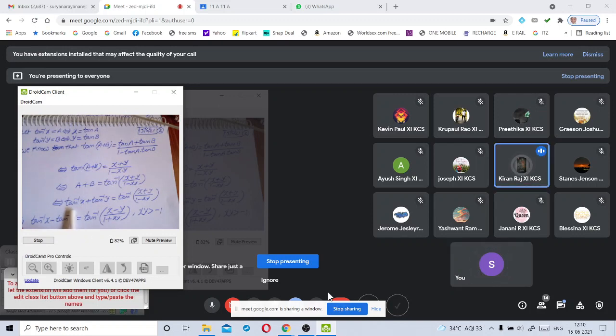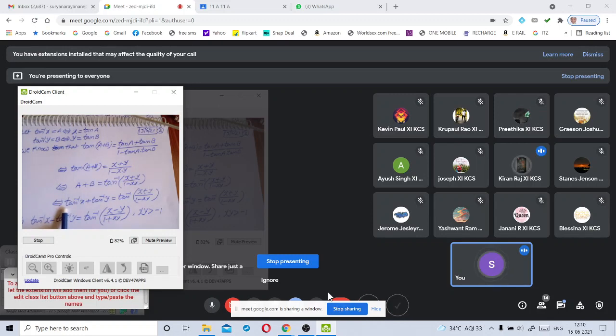Tan inverse of x plus tan inverse y is equal to tan inverse of (x plus y) by (1 minus xy). Tan inverse x minus tan inverse y is equal to tan inverse of (x minus y) by (1 plus xy), where xy is greater than minus 1. XY, not x comma y. XY greater than minus 1. Okay, my dear Kiran Raj.